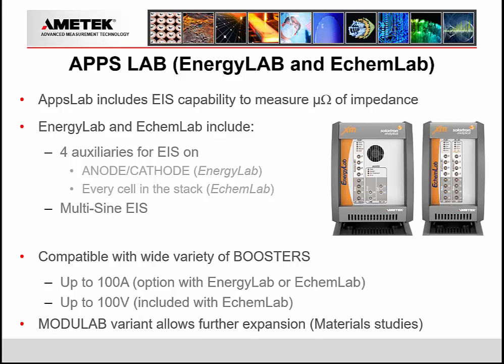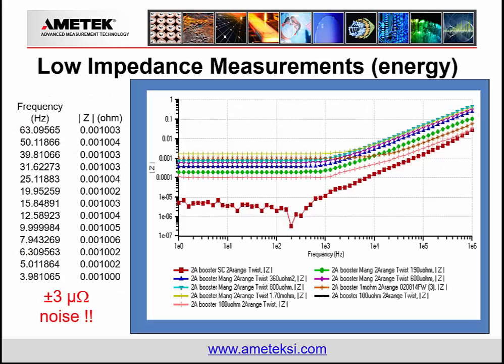Both are capable of multi-sine EIS. Multi-sine EIS will apply a series of sine waves to your battery at one time, and so it's a much faster EIS test method. We've got some data we'll see in a little while where the data acquired through multi-sine is 5 times faster than data acquired through single sine. We're capable of a wide variety of boosters, all the way up to 100 amps and all the way up to 100 volts, and the MODULAB series here allows further expansion for material studies. And when I think about that, we'll talk about some of the solid state battery applications and where you can see overlap between those applications.